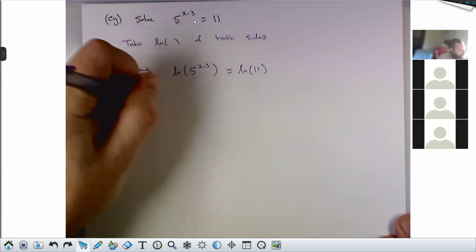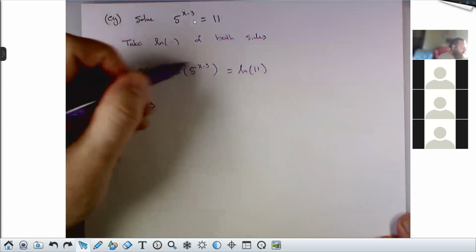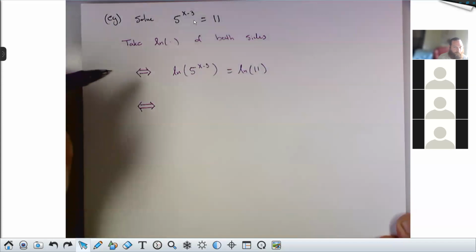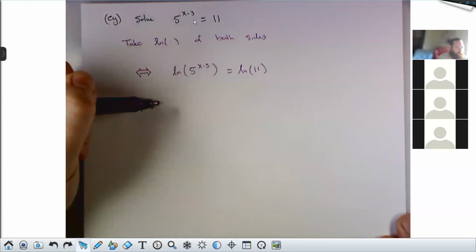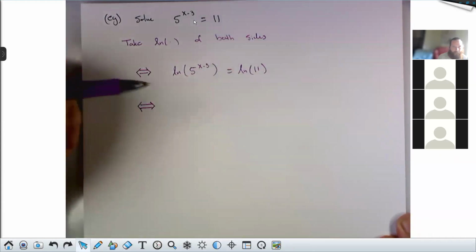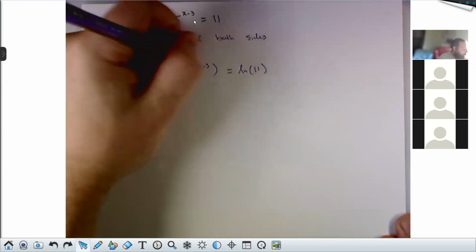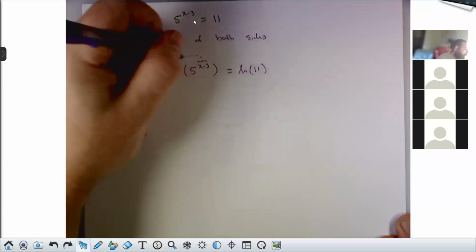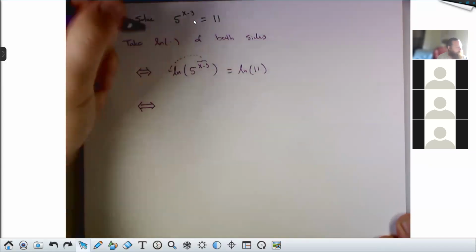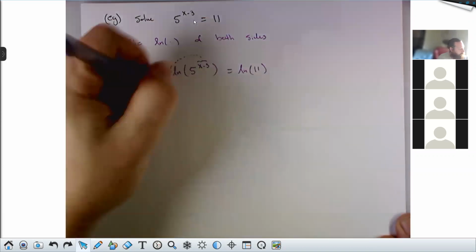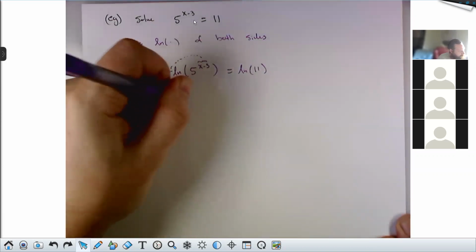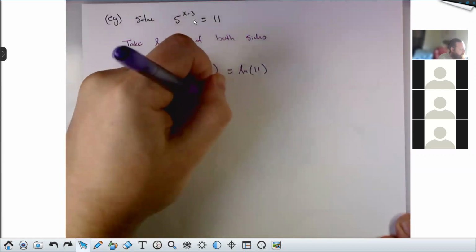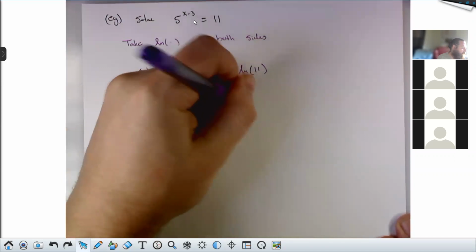And now the property of logarithms I'm going to use, this is not just going to simplify to x minus 3, right? Because the logarithm here is not base 5. So they don't cancel in the same way that the other ones did. But I can take this power here and flip it down here. That'll give me parentheses x minus 3 times the natural log of 5 equals the natural log of 11.